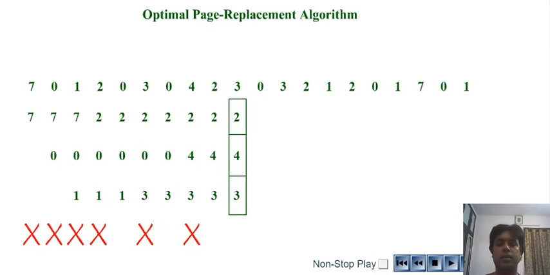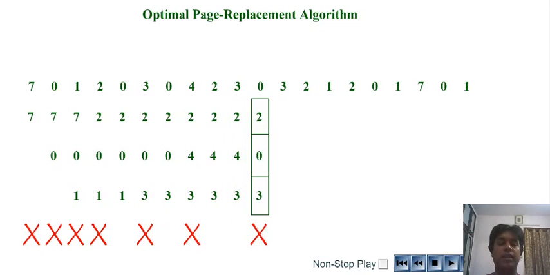After this, I have the demand for 0. Now I want to replace 2, 4 or 3. Again I am going to check which demand is going to be later. You can see the demand is going to be there for 2 in the very near future. Demand for 4 is not going to be there. So it's always a better option to replace 4 with 0. Okay, so I've done that.